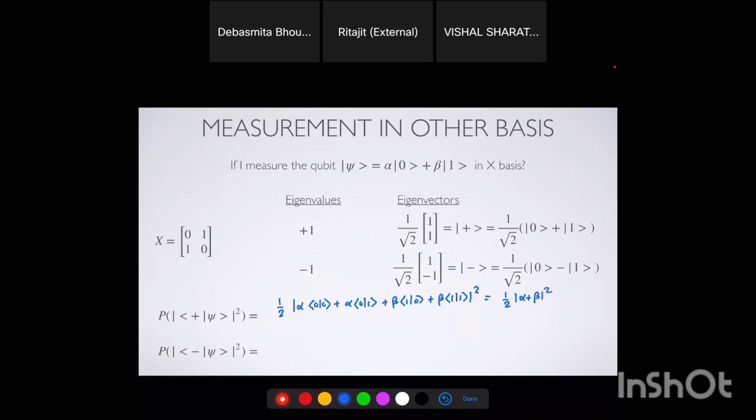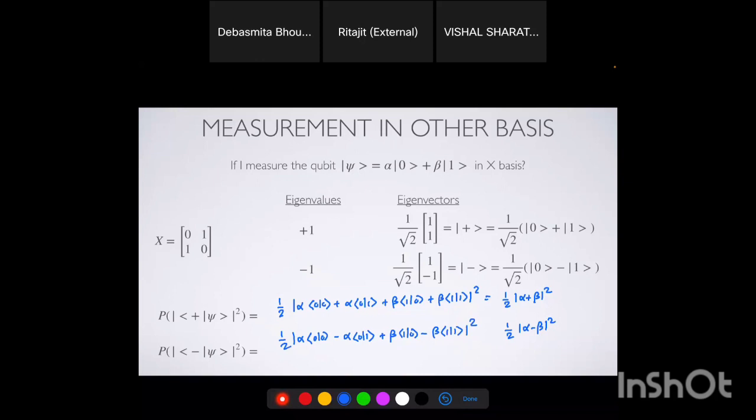Similarly, if you do the calculation here, you will find something like half mod alpha minus beta whole square, if I am not wrong. So this will be alpha times 0,0 minus alpha times 0,1 plus beta times 1,0 minus beta times 1,1. So you get a different probability if you measure in a different basis.